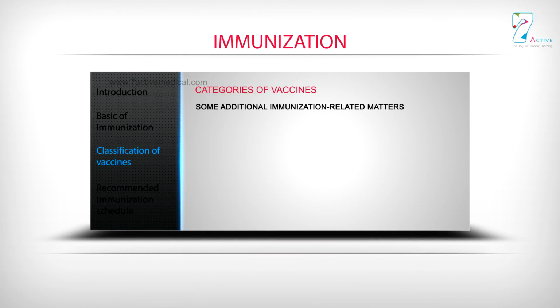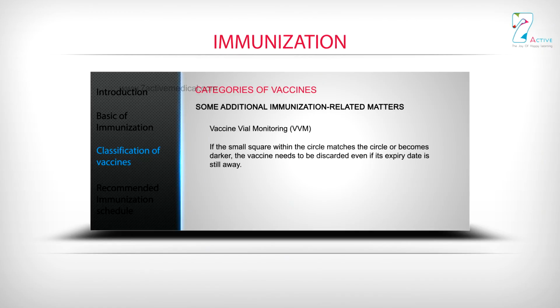Some additional immunization related matters. Vaccine Vial Monitor, VVM. If the small square within the circle matches the circle or becomes darker, the vaccine needs to be discarded even if its expiry date is still away.